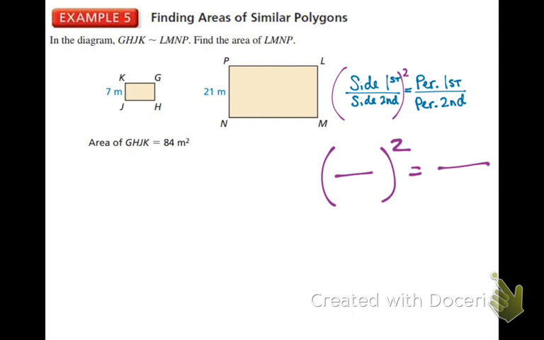All right, so what is the side that we're given in the first shape? 7. What does it correspond with in the second? 21. Do we know the area of the first? We do. It's 84. You're good. Do we know the area of the second? No. I'm going to put A for area. You can put X if you want. There's no other X in this picture.